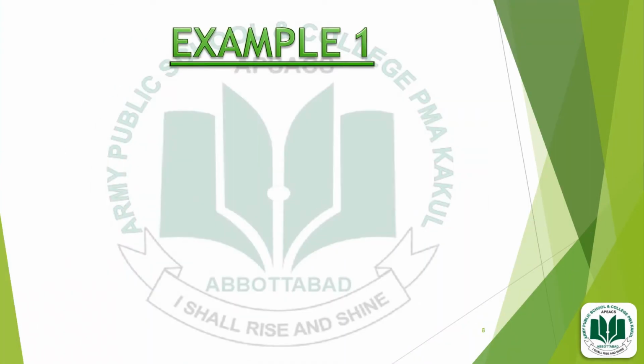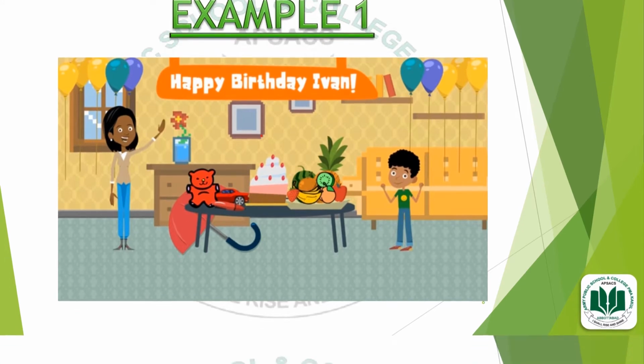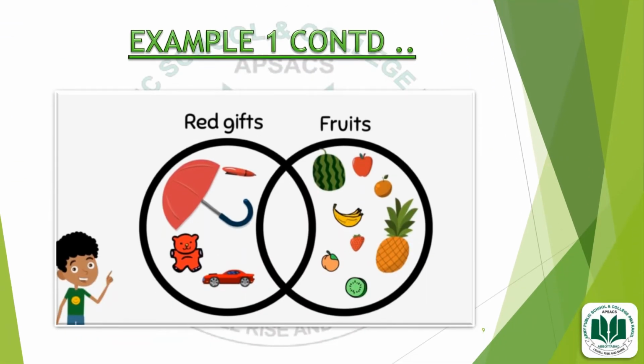Example 1. In our previous video in which we discussed Venn diagrams, we discussed an example of Ivan's birthday party. Ivan's mother gave him some red toys and fruits as birthday gifts. He wanted to keep a record, and for that he chose Venn diagram. So he drew two circles and placed the red gifts in the left circle and the fruits in the right circle.